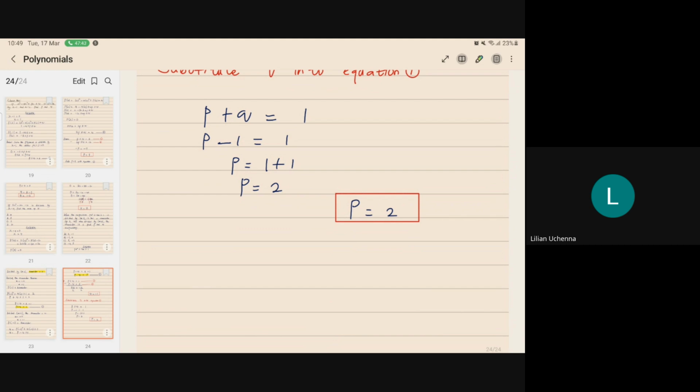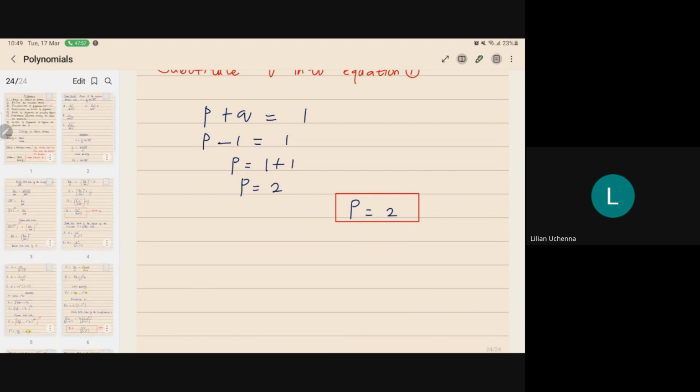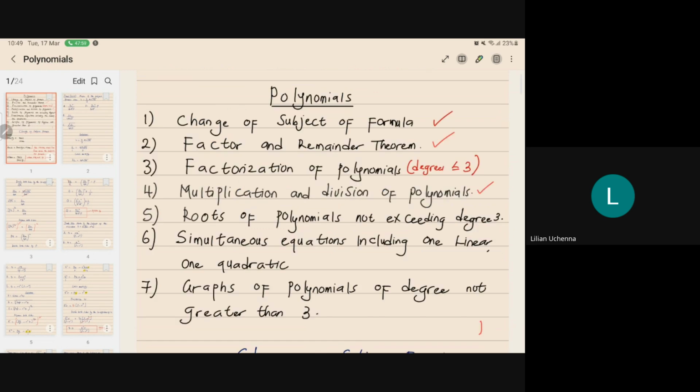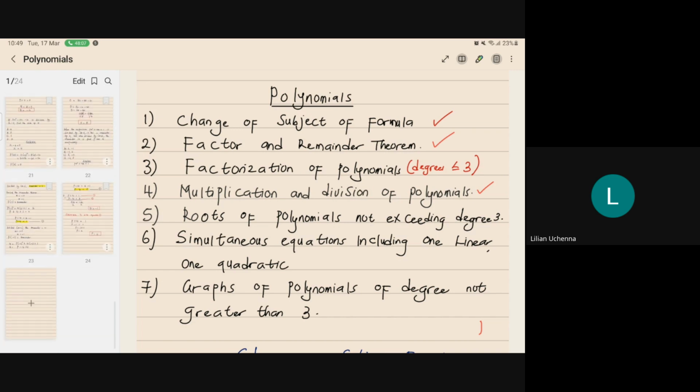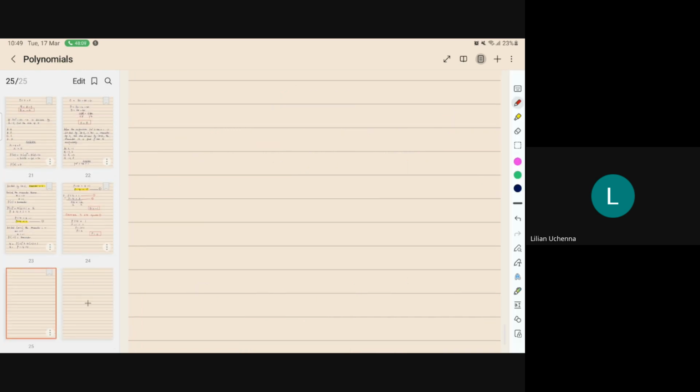Equation. Now, the next thing I want to show you is how to get the roots of a polynomial, right? So which means we're done with the first part of the whole thing. We've done factor and remainder theorem. We've done multiplication and division. So I want to quickly show you roots of polynomials. Then I can look at factorization of polynomials as well. So let's look at the roots of a polynomial.